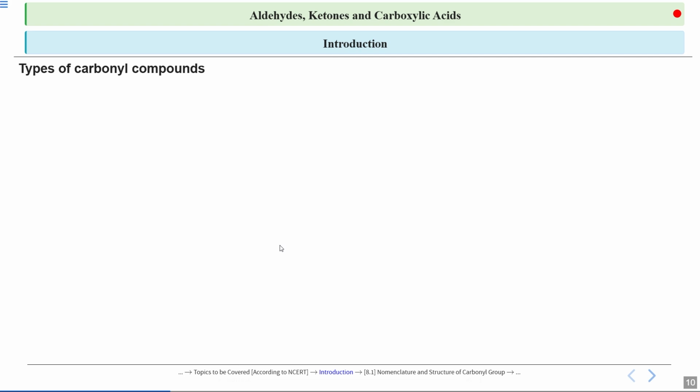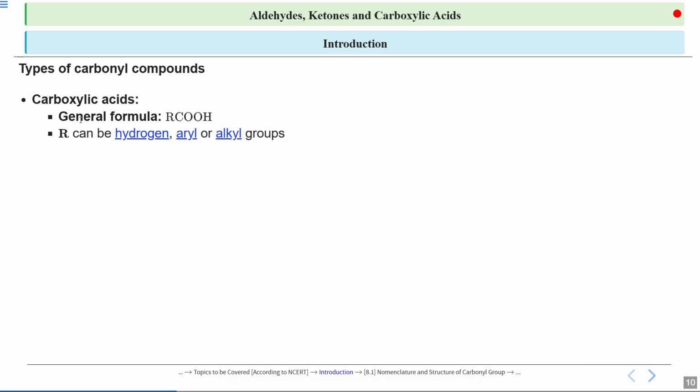The next type of carbonyl compound which we will see is carboxylic acids. So let's see about carboxylic acids. The general formula of carboxylic acid is R C double bond O OH, that is RCOOH. Now this R can either be a hydrogen, aryl or an alkyl group. It can be either one of them.